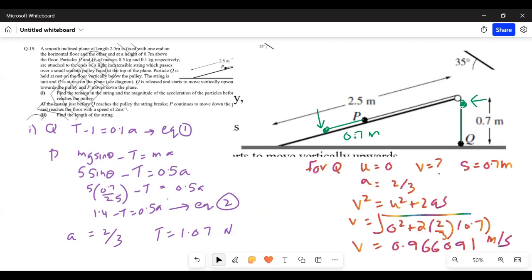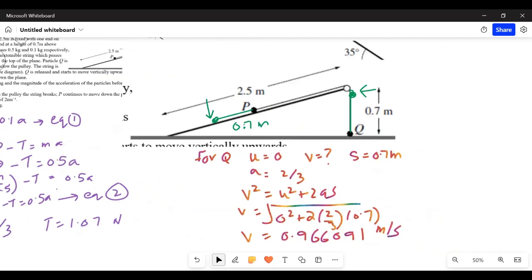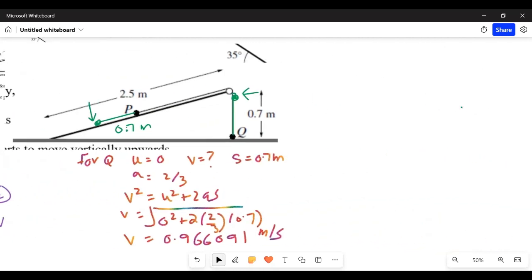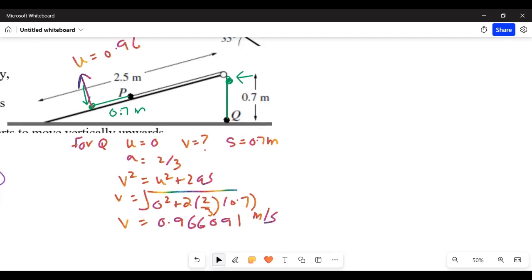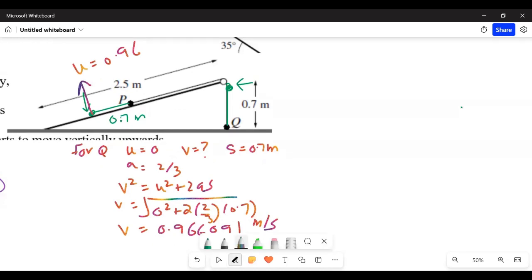Okay. That means that the speed of P at this point is also the same. This is going to be U equals 0.966091. Okay. So now we need the distance of the rest of the journey of P falling down.